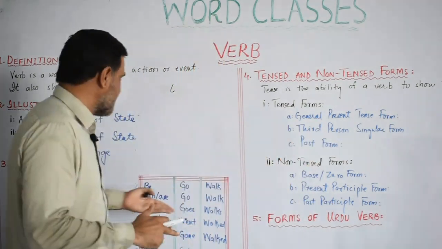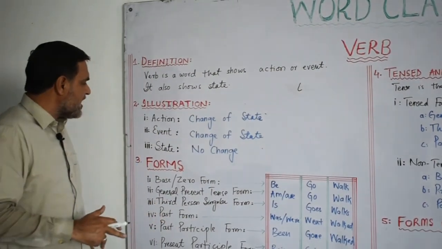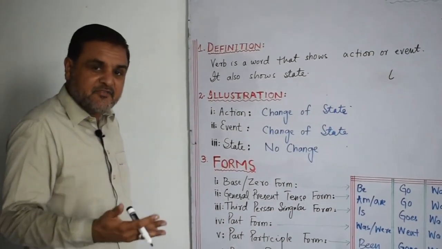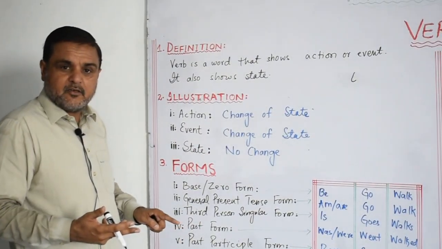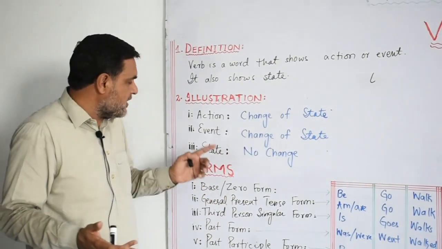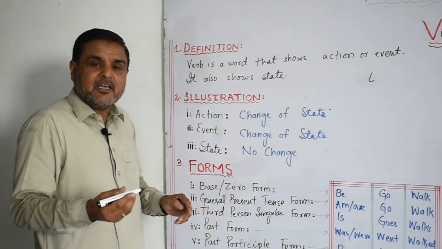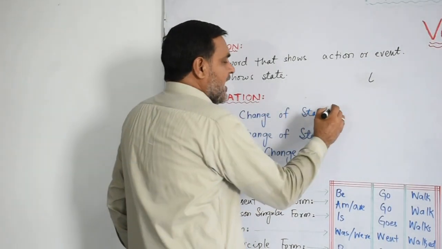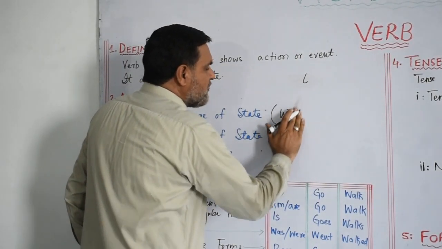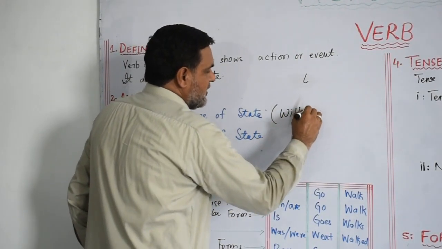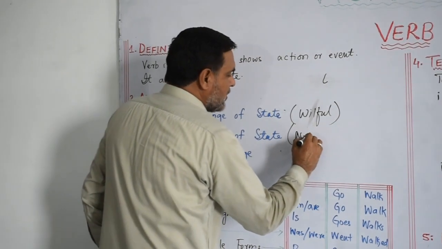Same is the case with, let's come towards the next one, event. What is event? Event is also a change of state. Then what is the difference between action or event? Typically we believe that this one, action, is willful. This is willful change of state, and this one is not willful.